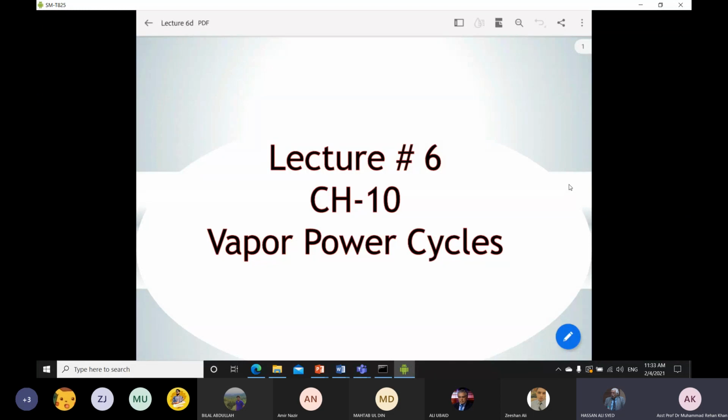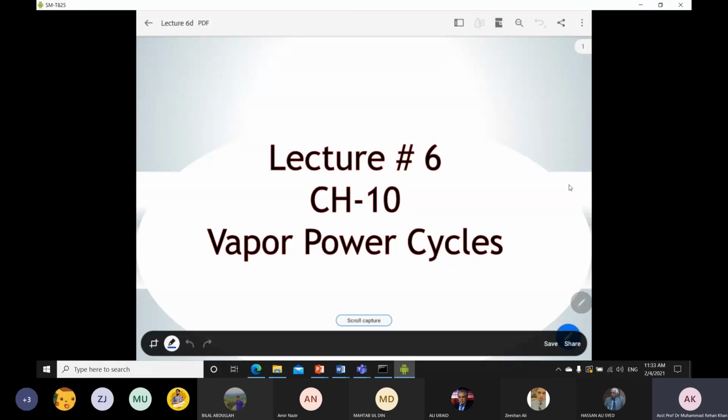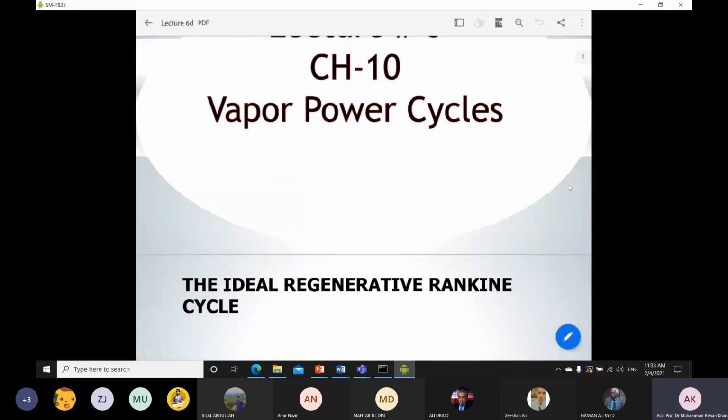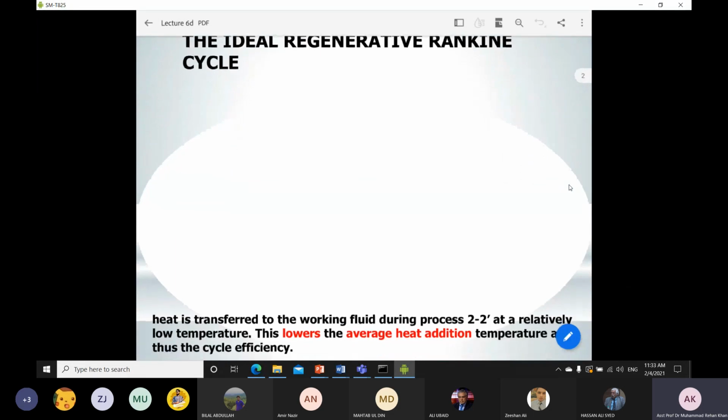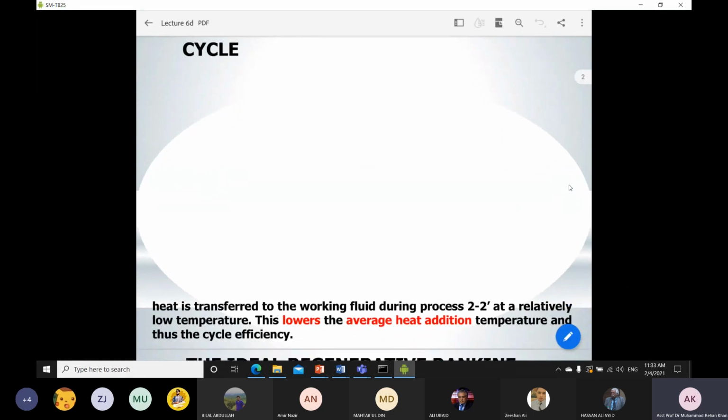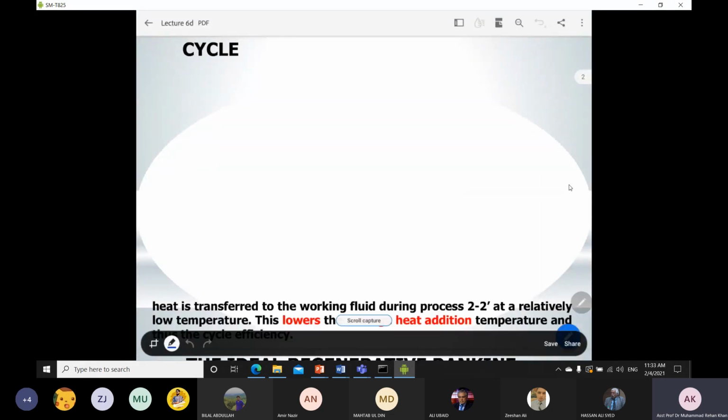Okay, so coming towards lecture number 6. It is again from your chapter number 10. Previously we already talked about the vapor power cycle, specifically using our open feed water heater in order to increase the efficiency of our cycle. So today's lecture is also regarding the regenerative Rankine cycle. We already talked about its advantages and why we have to use the regenerative Rankine cycle in order to achieve maximum efficiency.